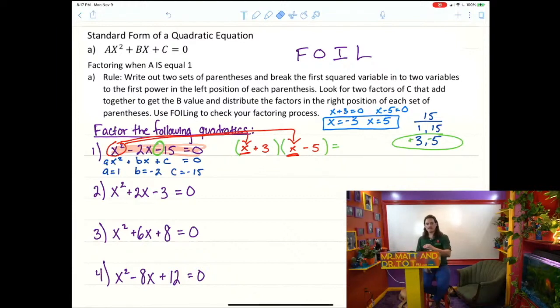Okay, so looking at number 2, we have x squared plus 2x minus 3 is equal to 0. So our c value is 3, which is pretty lucky because it's a prime number, so only 1 and 3 are its factors.